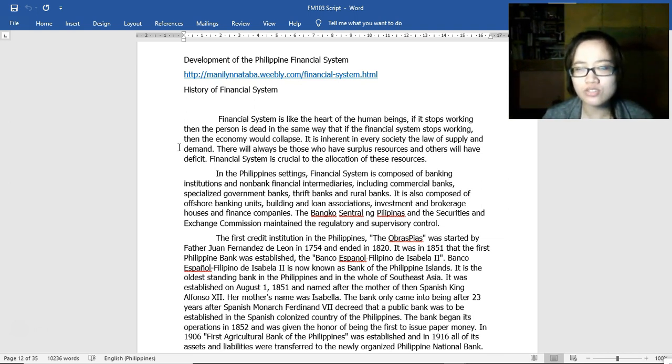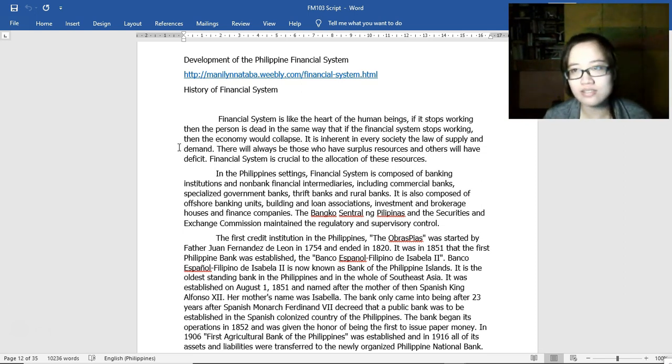Basically it's true. The financial system is regulating the flow of money from person to person. It's like the heart, but I'd rather compare it to the blood, because it's the thing that flows. If it stops working, then the person is dead, so the economy would collapse. There would be no movement of money. So what's the point of selling if someone's not going to buy, because the money is not circulating.